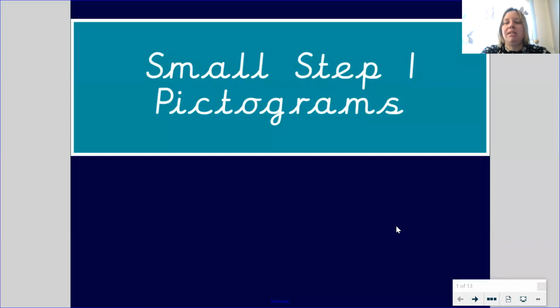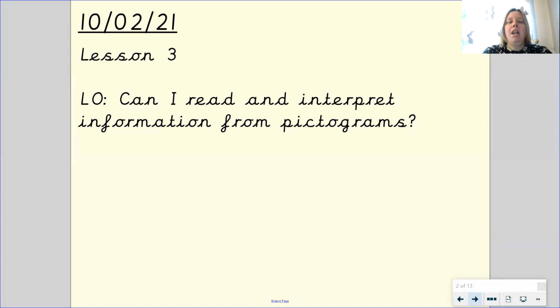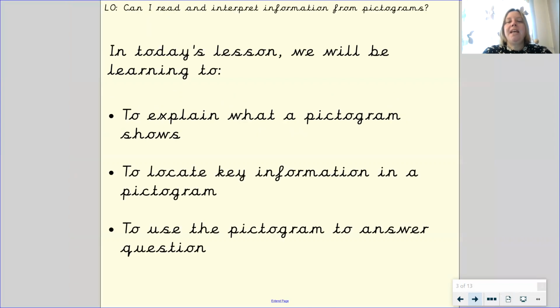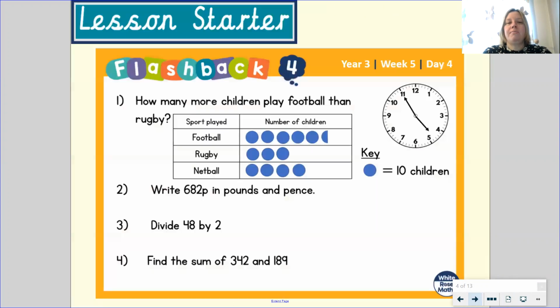Today we are going to continue to look at pictograms. Our learning objective is, can I read and interpret information from pictograms? In today's lesson, we will be learning to explain what a pictogram shows. We will also learn to locate key information in a pictogram. We will then use the pictogram to answer some questions.